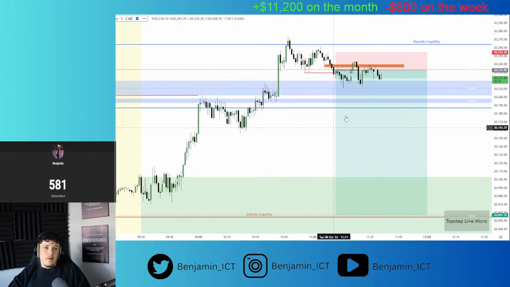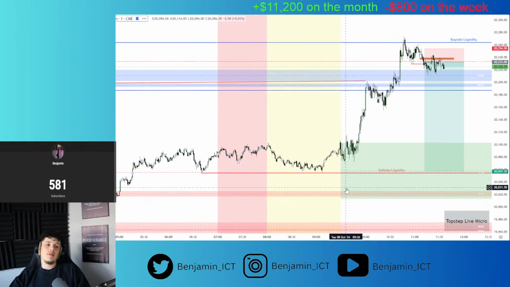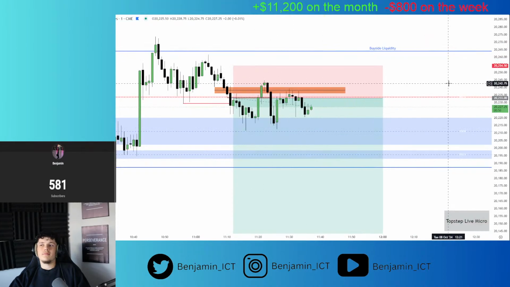Could I please explain why we're bearish? Well, we took buy side liquidity. We have the opening range gap left open that we haven't traded to. Relative equal lows. That's why I'm bearish. Funded with Top Step. Everything I do is on Top Step.